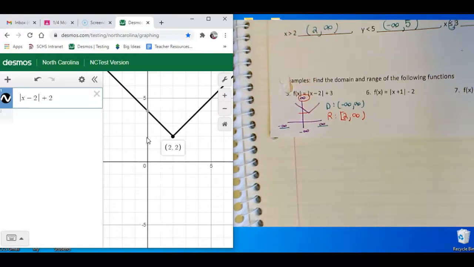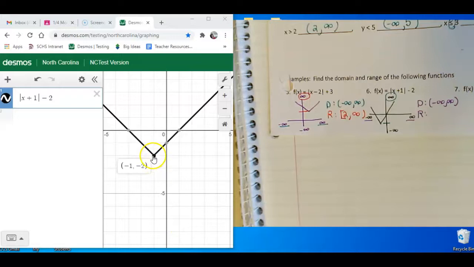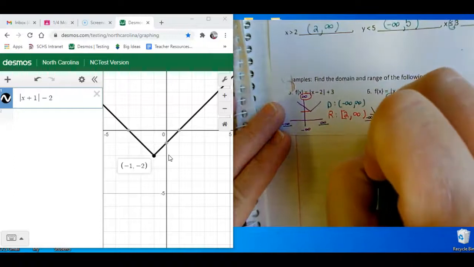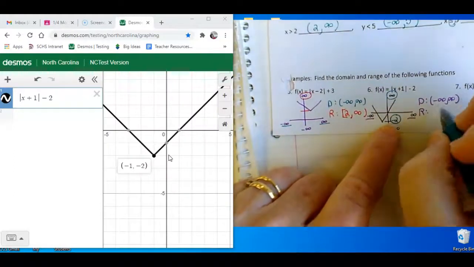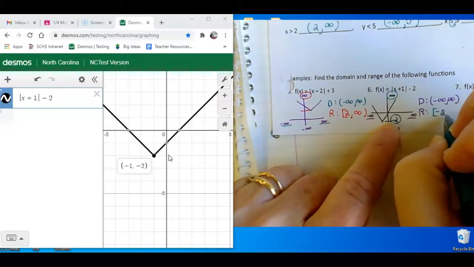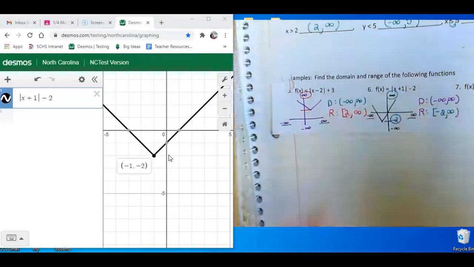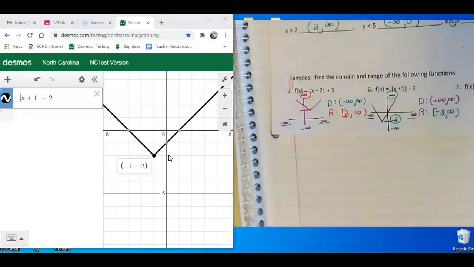So left to right is domain. Up and down is range. And when I think about where it stops, I think about where it stops right here. Notice it's stopping at -2. That's where it is on the y-axis, so this will be a -2. So my range is going to be -2 to infinity. You always start down and then go up.